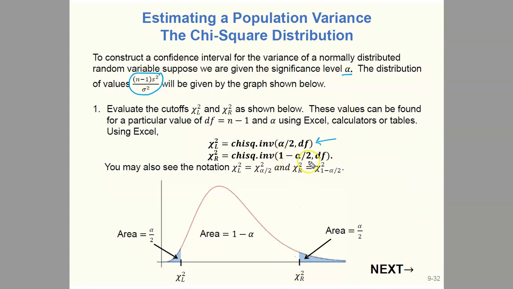Now the 1 minus alpha over 2 represents the area underneath the curve to the left of this number right here. So that's this area, which is 1 minus alpha, plus the area in the left tail here, which is alpha over 2. So if you look at 1 minus alpha plus this area, you'll get 1 minus alpha over 2. Or you can think, okay, the area in the right tail here is alpha over 2, so the area under the rest of the distribution is 1 minus alpha over 2.